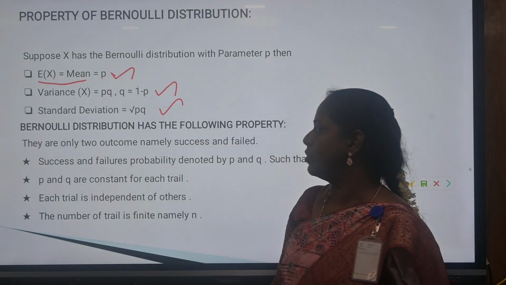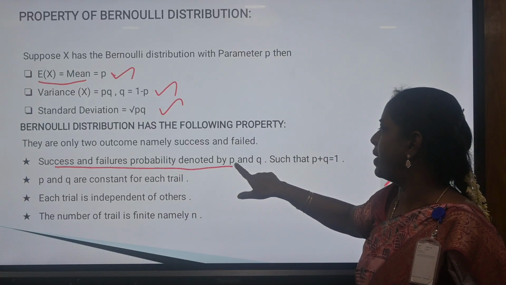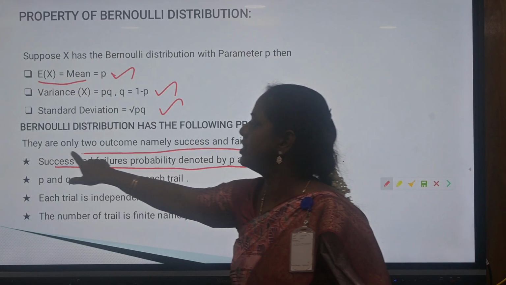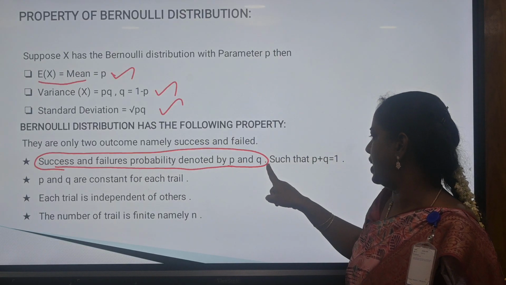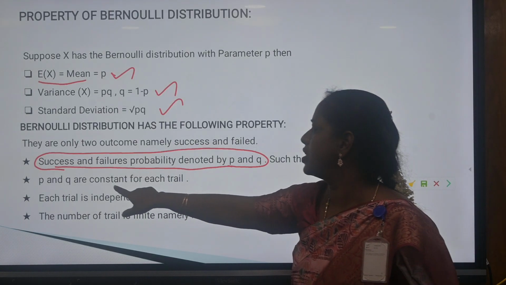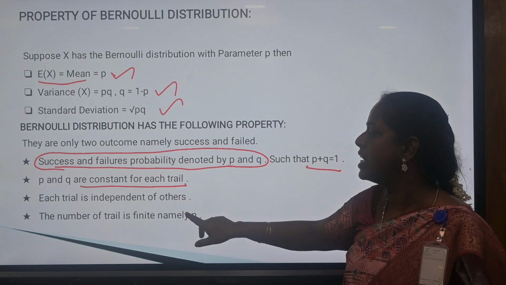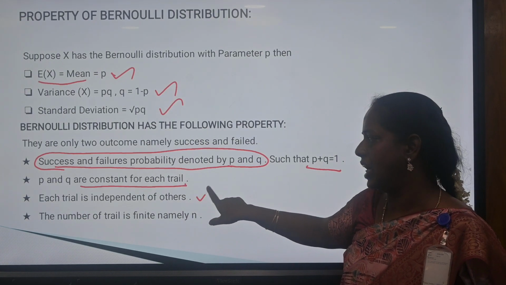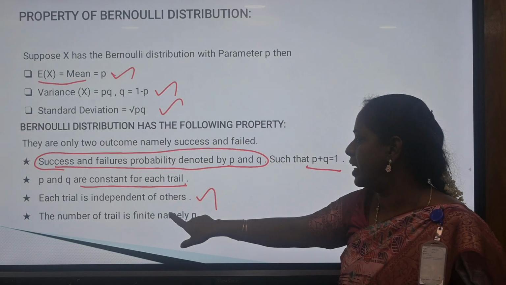In Bernoulli distribution, the success and failure probabilities are denoted by P and Q such that P plus Q equals 1. P and Q are constant for each trial. Each trial is independent of the others. The number of trials is finite, namely n.